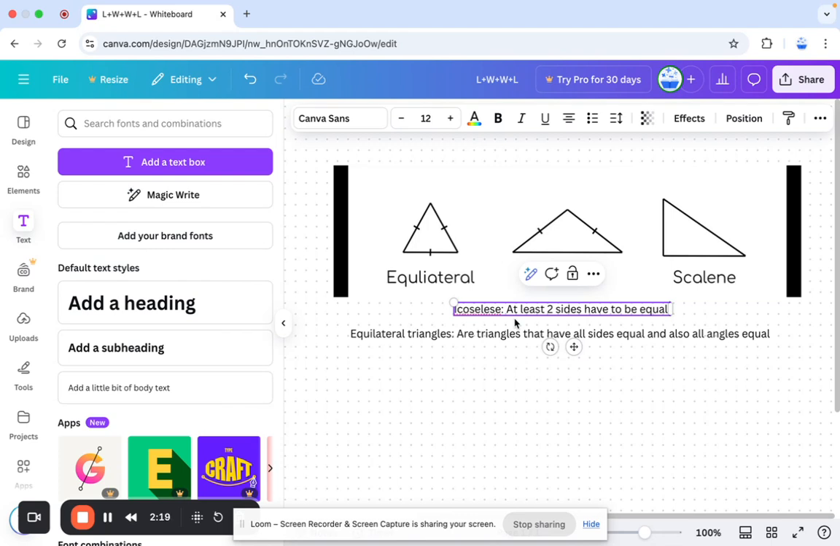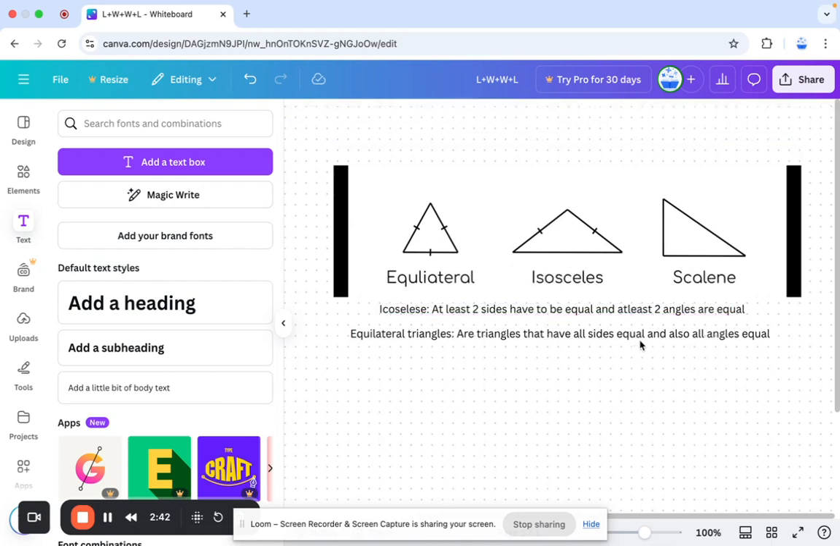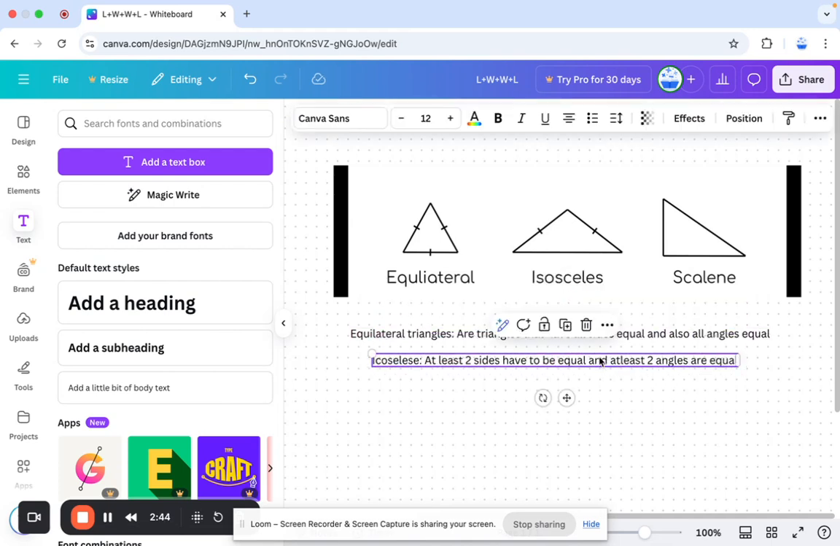But when we refer to isosceles, we just take in mind that two sides are equal and at least two angles are equal. Wow, caps lock. Okay, so that's isosceles triangles. Might have spelled it wrong, my bad.